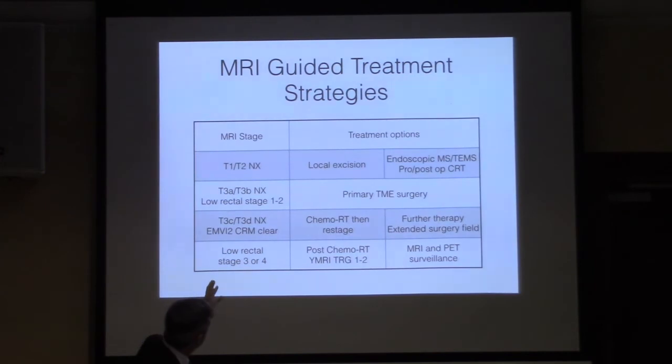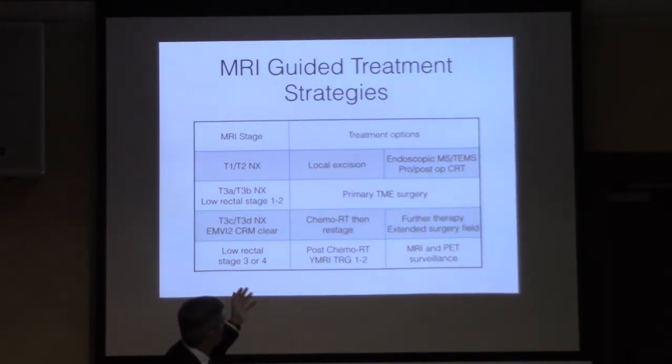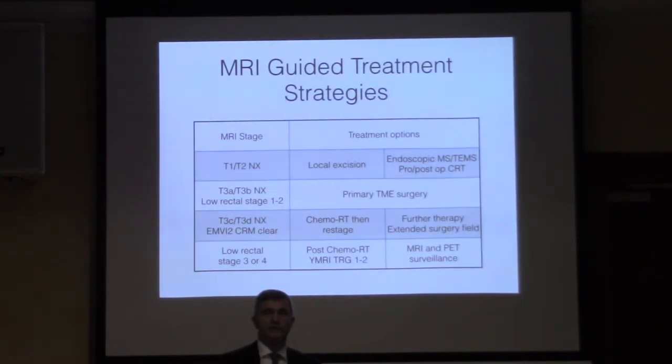Those patients who are T3A or T3B with any nodes, or the low rectal stages, so those are the ones that are away, so the first two I showed you in those pictures, those will have primary TME surgery. Those with more advanced T3 disease or evidence of EMVI, but the CRM is clear, will get chemoradiotherapy in the normal staging. And they may get either further therapy, maybe chemotherapy, and the surgery won't be a routine TME. It's potentially likely to be either extended field or potentially exenterative surgery. So this is where you may potentially remove the prostate or the anterior compartment or the coccyx or other components to allow an R0 resection.